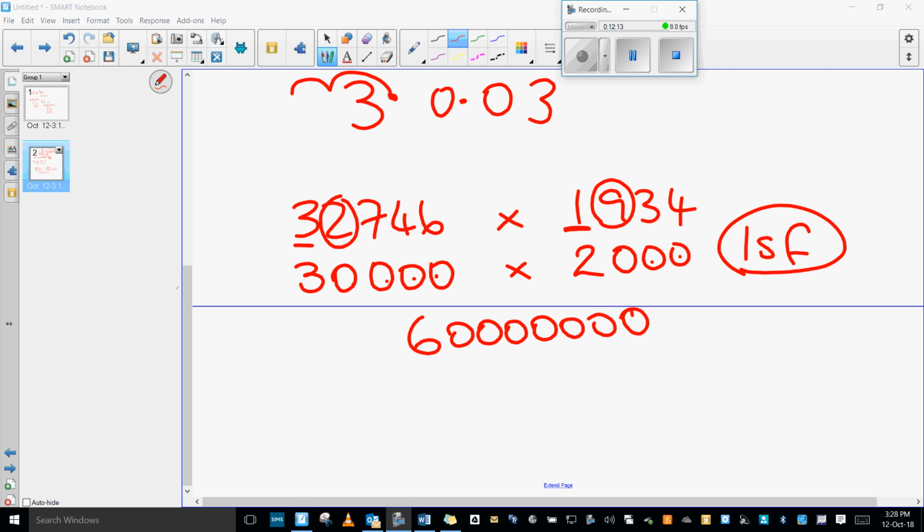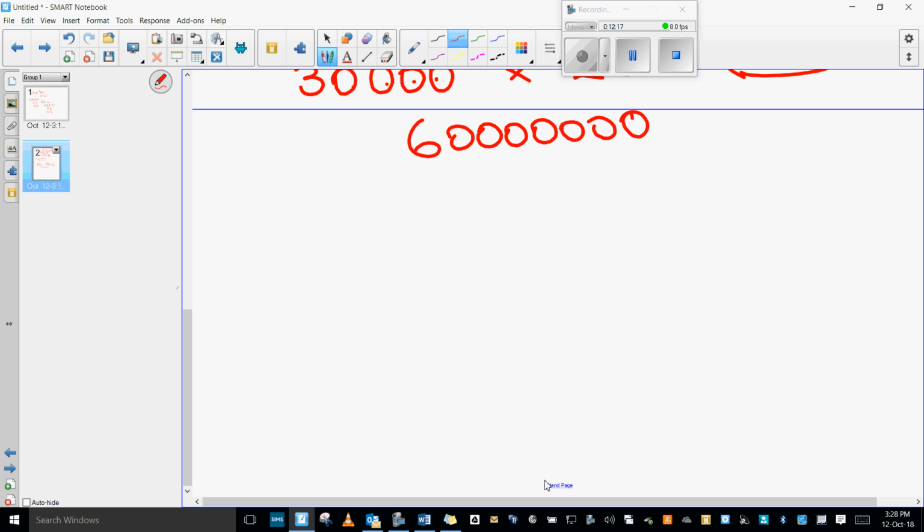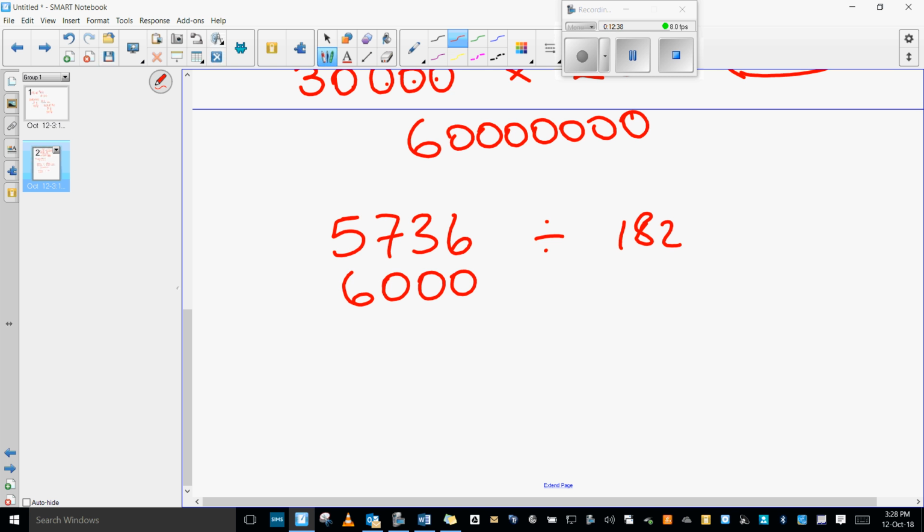So if we have a division, maybe we've got 5736, and we're dividing that by 182. Okay, if we had the division, we'd round it to one significant figure, so this would become 6,000. We're dividing this by 200.